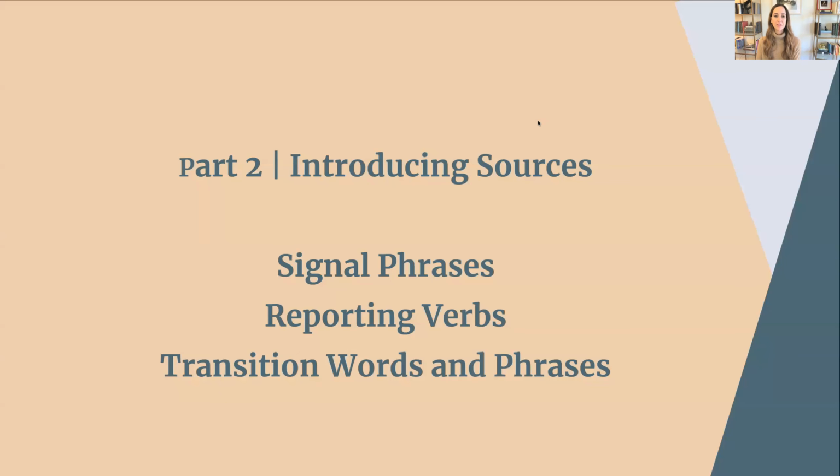Okay, now we're going to talk about introducing sources. I broke these into two parts, but they're very much intertwined. I just didn't want to confuse you with the three forms of citation and then these three different ways to introduce sources. But these all go hand in hand. When you're introducing a source, you're obviously also going to cite a source. So there are three ways to introduce sources: signal phrases, which contain reporting verbs, and then transition words and phrases. So we're going to talk about those.